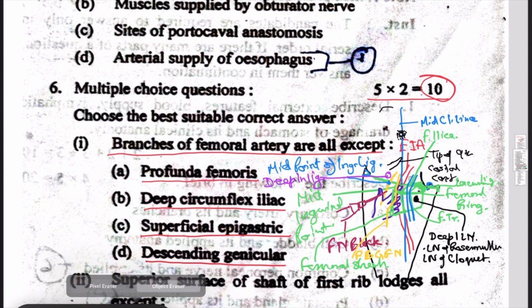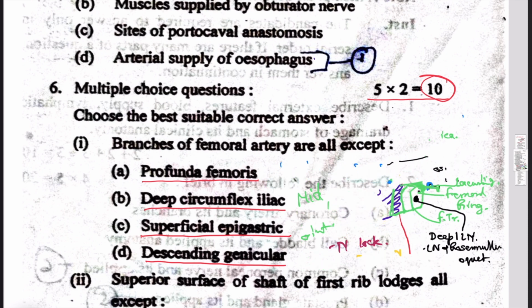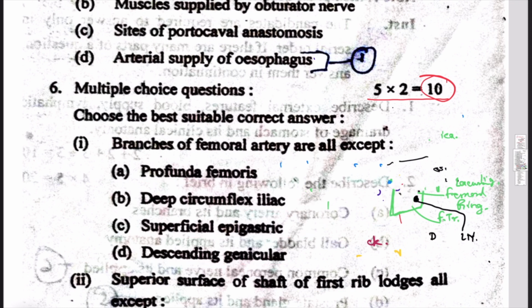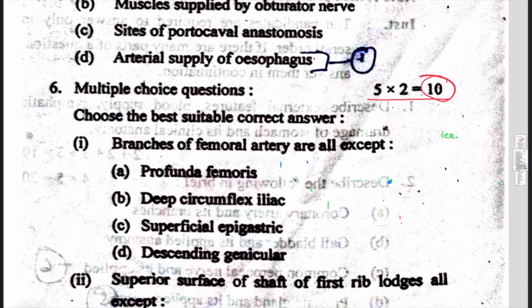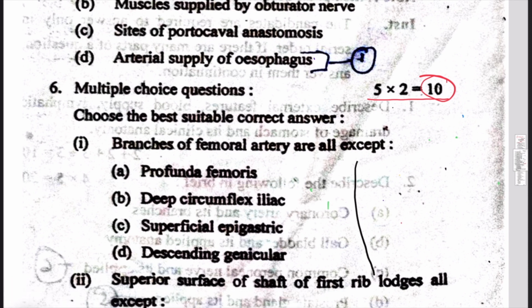Now I'll just come back to the topic, what I have to explain, and that is about the branches of the femoral artery. That's just for a revision. I know that most of you must be knowing the answer, but there's no harm in just revising it. So here I am to show you the femoral artery and its course and its branches.